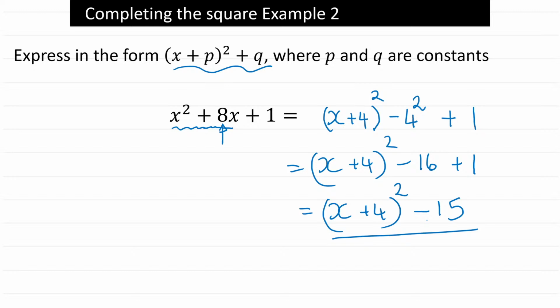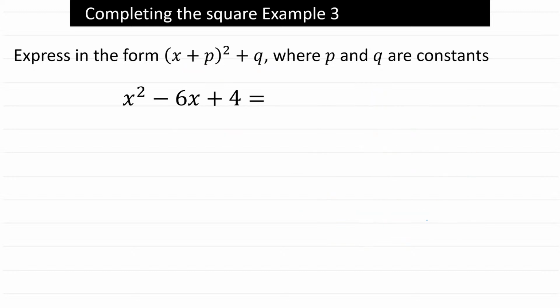So therefore P is equal to 4 and Q is equal to negative 15. Okay, so this is my next example then. We have x squared minus x plus 4.